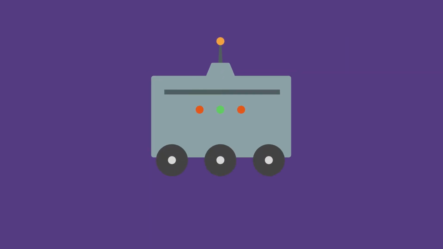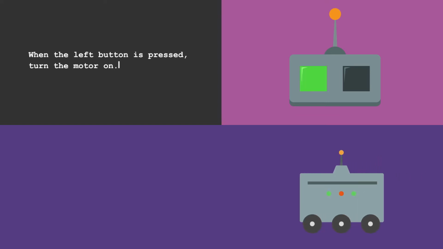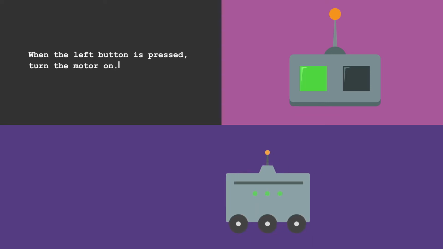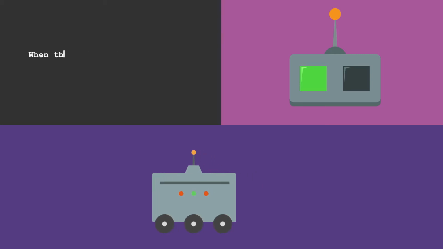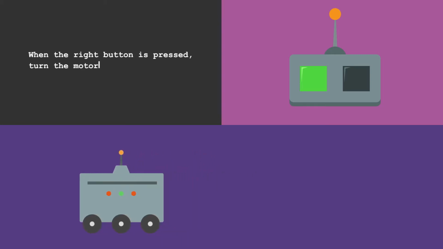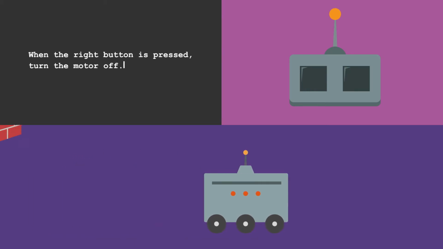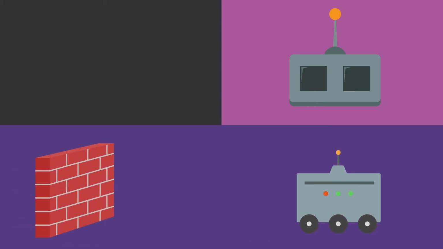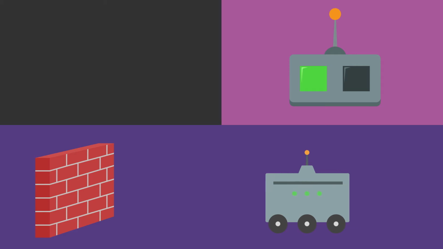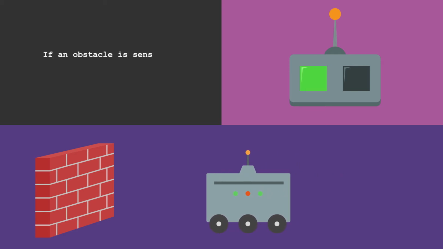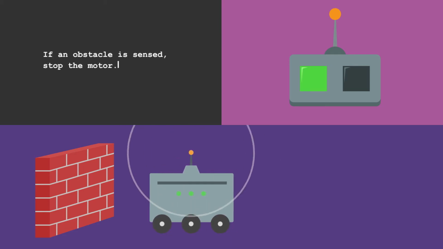For example, imagine you are programming a robot. Your program might look something like this. When the left button is pressed, turn the motor on. If you want the robot to stop, you'd have to add a line to the program. When the right button is pressed, turn the motor off. What if there's an obstacle in the way? You'd have to add a line telling the robot to stop before it crashes. If an obstacle is sensed, stop the motor.